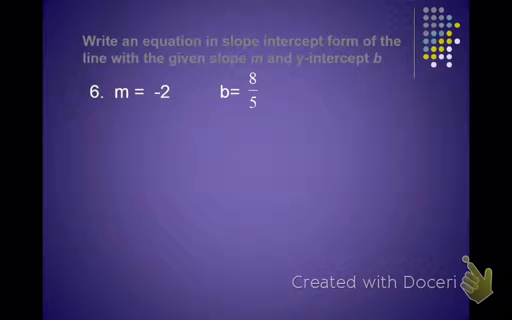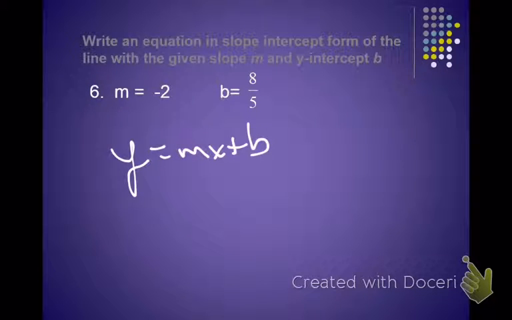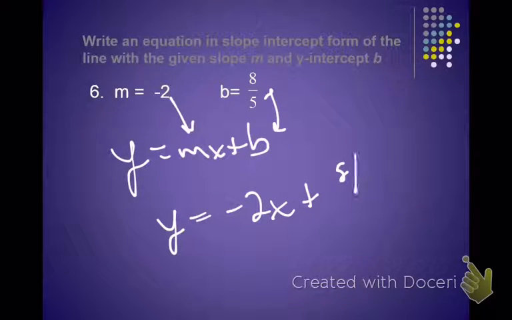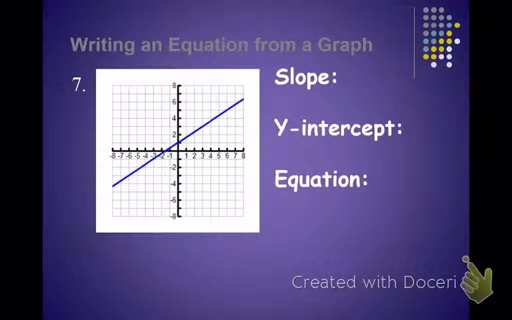Try this guy on your own. Stop the video if you need more time. Write out the equation, then come start the video and check your answer. Okay? Y equals mx plus b. Plug this in for your slope, this in for your y-intercept, and y equals -2x plus 8/5 is your equation. Okay? Easy, easy, easy, right? Hopefully.